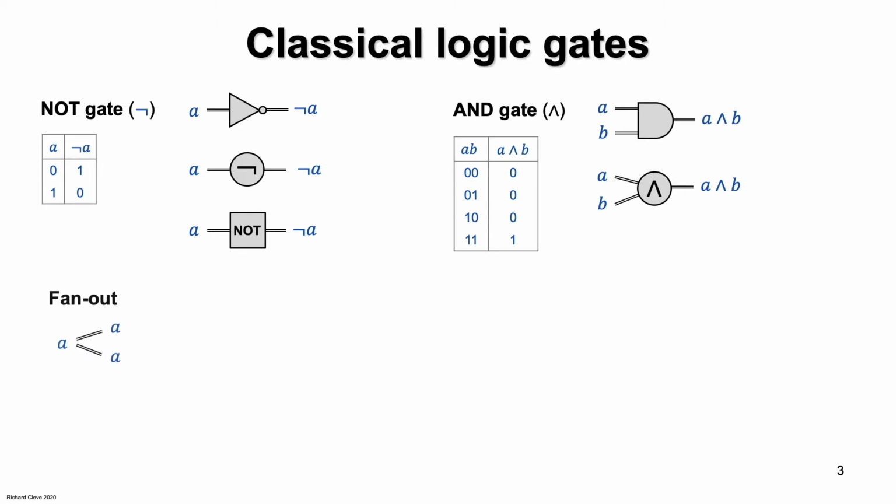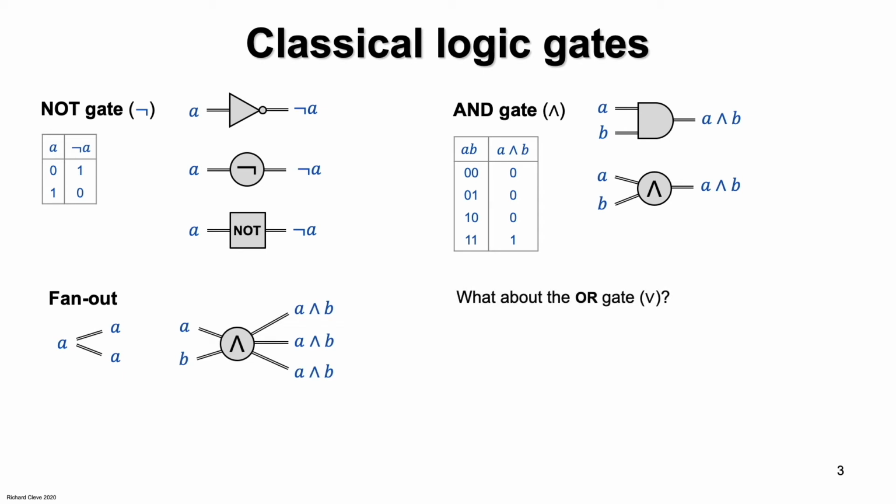The fan-out operation is often implicitly used in circuit diagrams. It's essentially a copying operation whose output bits are multiple copies of its input bit. Recall that it is possible to copy classical information. Fan-out of the output of a gate is denoted this way.